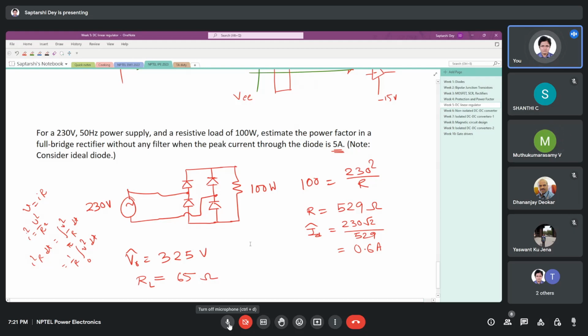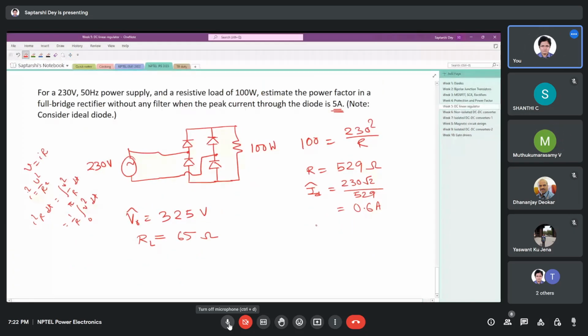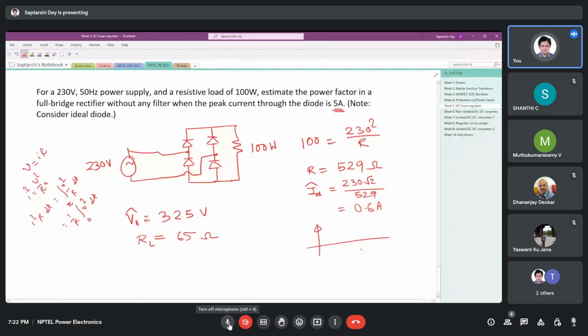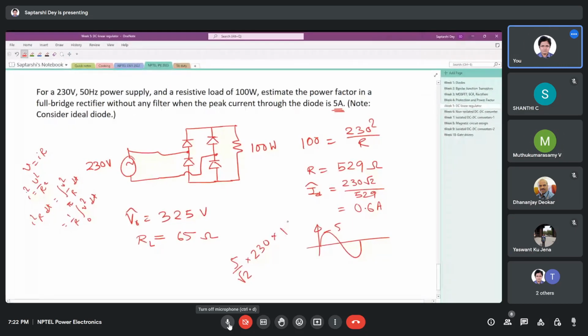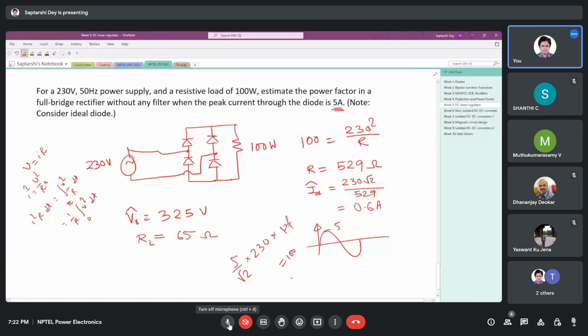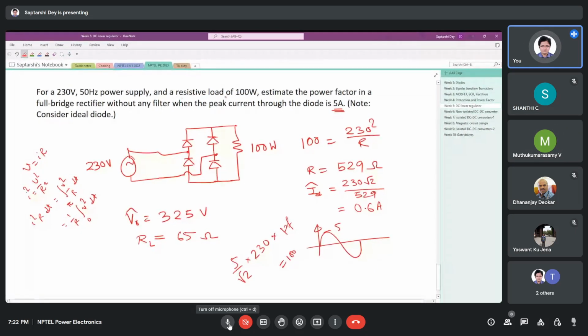So basically, they want you to do this problem like this. You have a current whose peak value is 5, so current RMS is 5 by root 2, right? And voltage RMS is 230, times power factor PF equals 100. But this cannot happen, right? Or am I doing something wrong? Yes, sir. It can't happen because they have said it's a resistive load. So first of all, if it is a resistive load, power factor has to be unity.